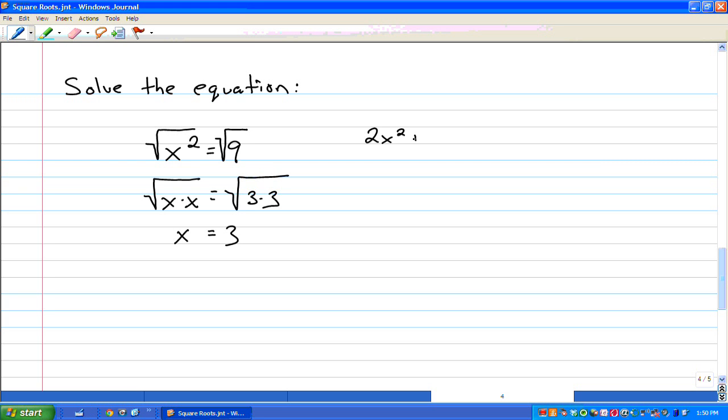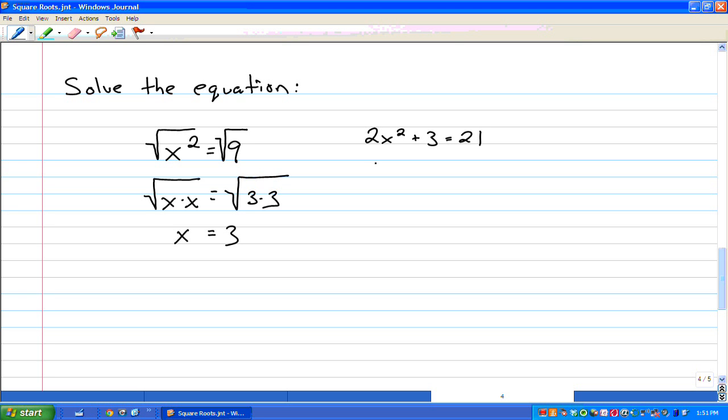Now, if you have a larger problem, let's try this one. 2x squared plus 3 is equal to 21. And you want to solve that. You would solve it exactly like you've done other equations. This is like the two-step equations we've done before, except now you're going to get down to the end and you're going to have x squared is equal to something, and you have to take the root. I want you to try this problem. So pause the video, try the problem, and then play it.